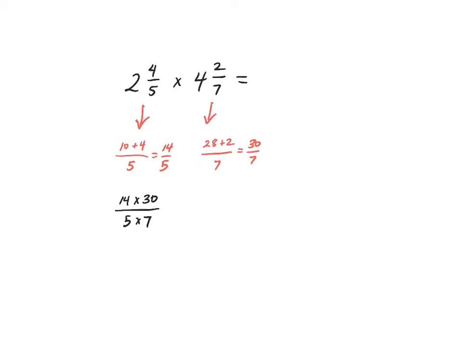And I see a common factor of 5 in 30 and 5. 5 goes into 30 6 times, and 5 goes into 5 1 time. I see another common factor. 14 and 7 both share 7 as a factor. 7 goes into 14 twice and into 7 once. So my new problem becomes 2 times 6 over 1 times 1, which is 12 over 1, or 12.